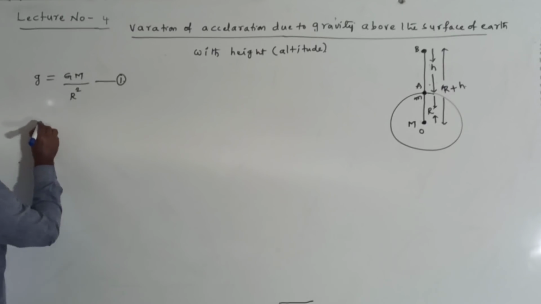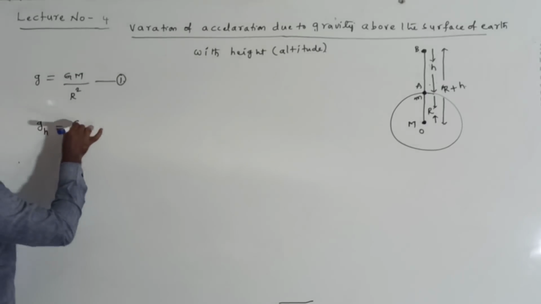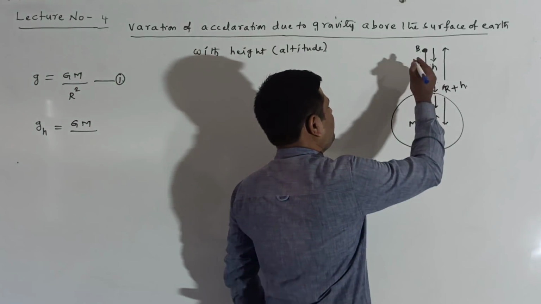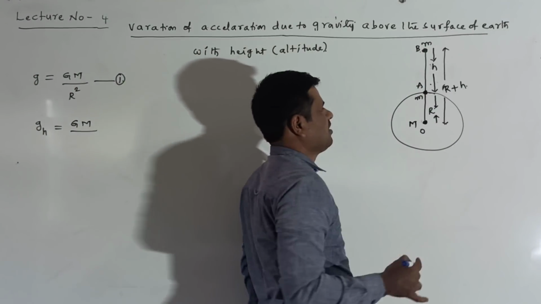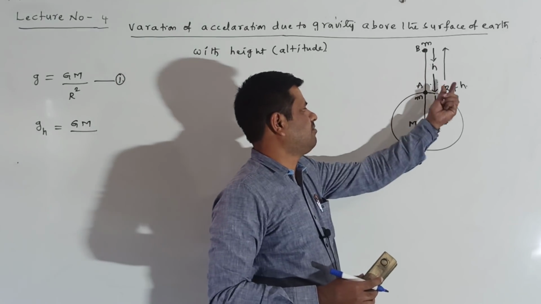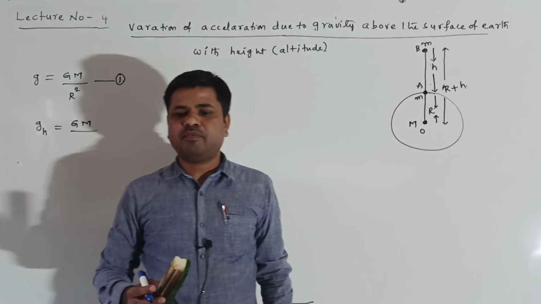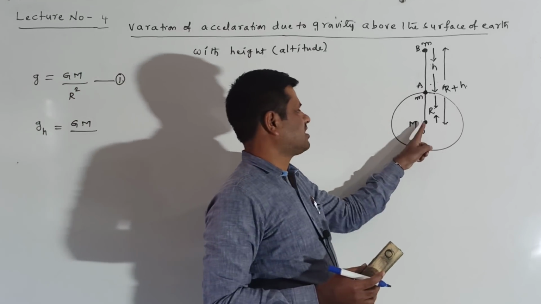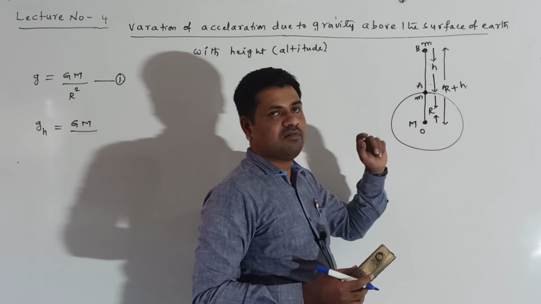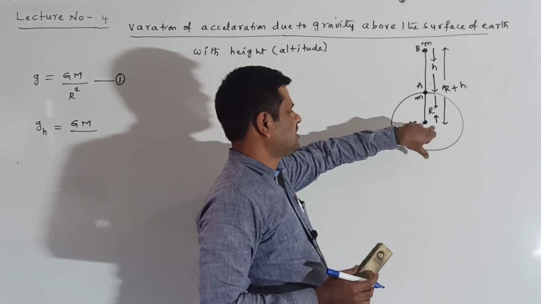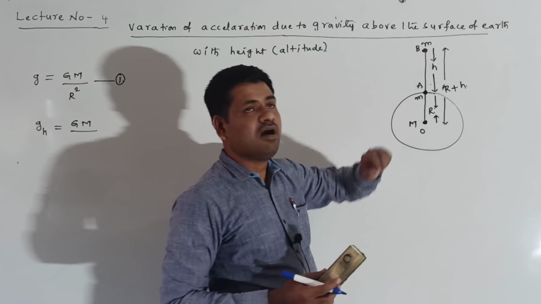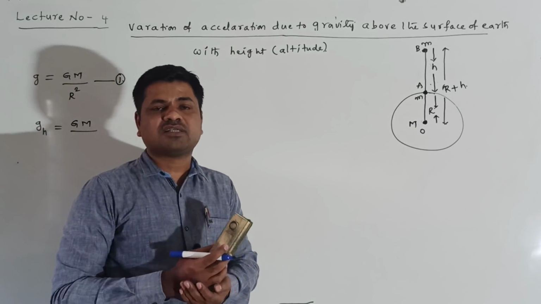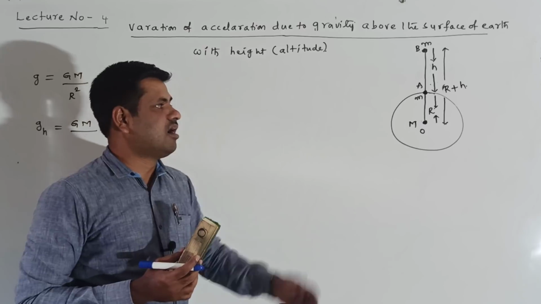gh is equal to GM by the distance between the masses. I am lifting the body to point B. The distance between the capital M and small m now becomes R plus h. When the body is on the surface of the earth, the distance between capital M and small m is R. When lifted to the h height, the distance between capital M and small m is R plus h. That is the distance between the mass of the earth and the mass of the body.